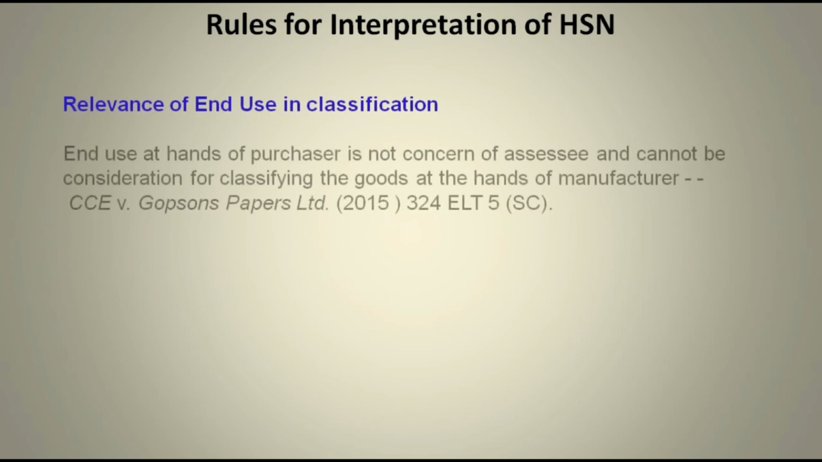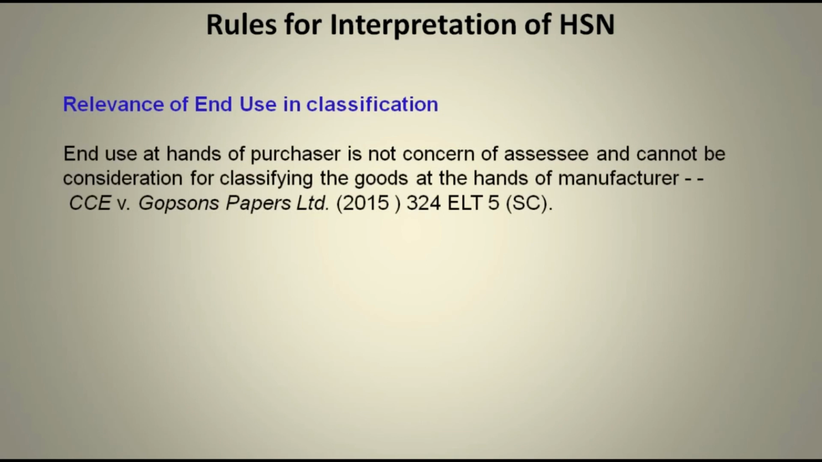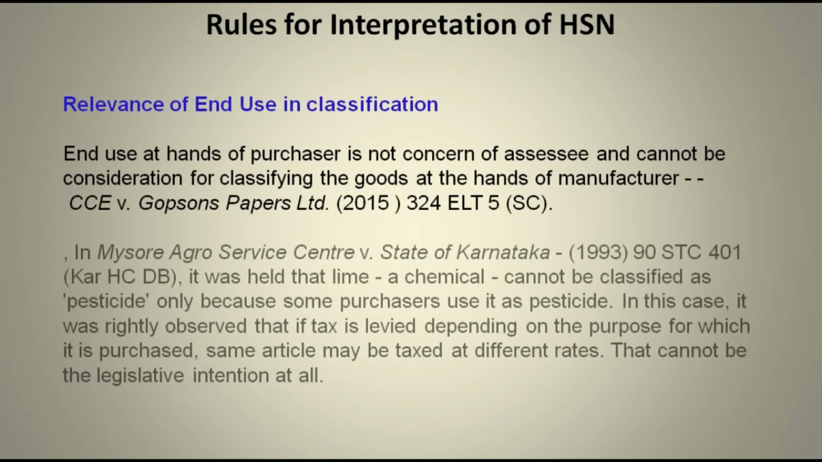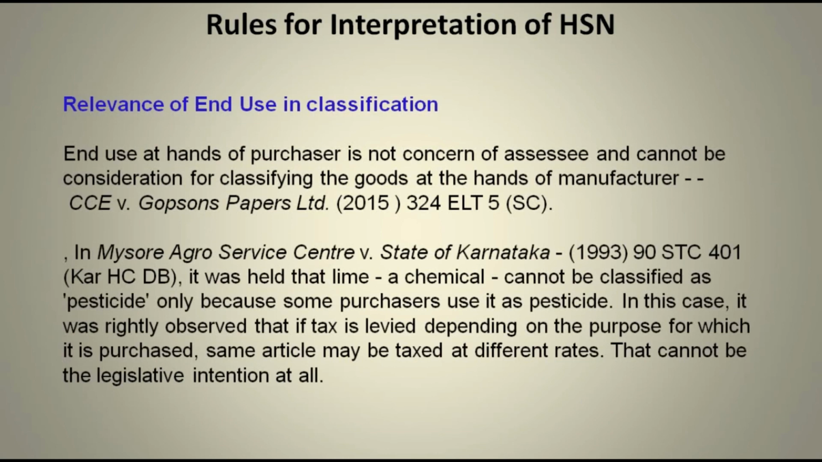Relevance of end use in classification. End use at the hands of the purchaser is not the concern of the SSC and cannot be a consideration for classifying the goods at the hands of the manufacturer. In Mysore Agro Service Center versus State of Karnataka, it was held that lime, a chemical, cannot be classified as pesticide only because some purchasers use it as a pesticide. In this case, it was rightly observed that if tax is levied depending on the purpose for which it is purchased, the same article may be taxed at different rates. That cannot be the legislative intention at all.